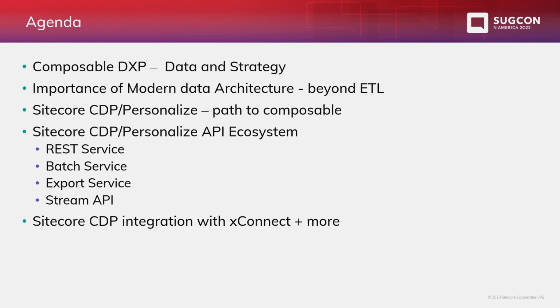It's important to really look at data, modern data architecture. As we look at composable transformation, it is less about application, a lot more about data, and it goes beyond just simple ETL. Then we're going to look at Sitecore CDP and Personalize, how it can play a role in this composable journey. We're going to look at what the Sitecore CDP Personalize API has, like services and tools. And then we're going to look at a practical implementation of Sitecore CDP with our xConnect application.